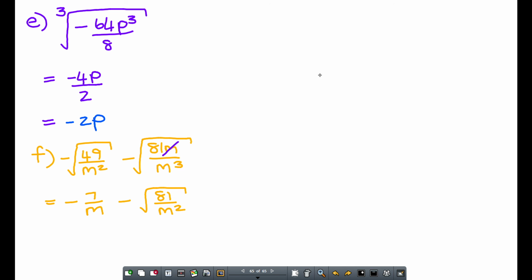Okay. So now I can go work out and say minus 7 over m minus 9 over m. Okay, now can you see they are like terms because they both have the same denominator? So my final answer there will be minus 16 over m.